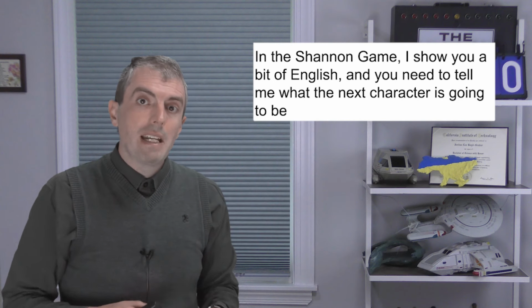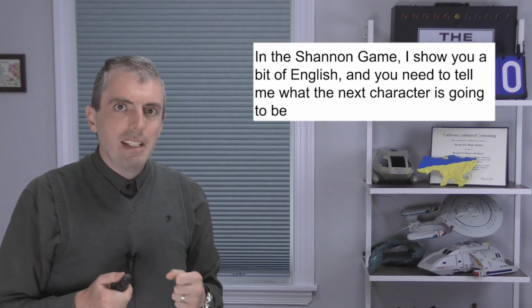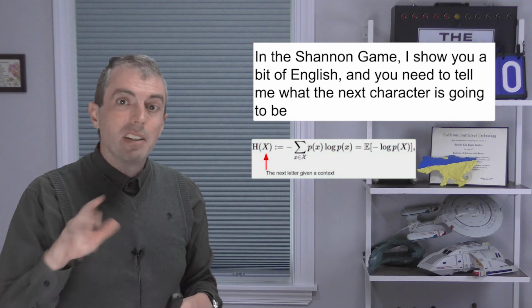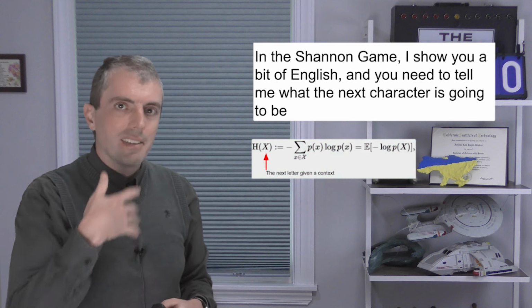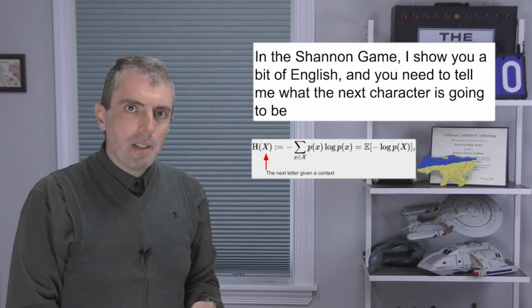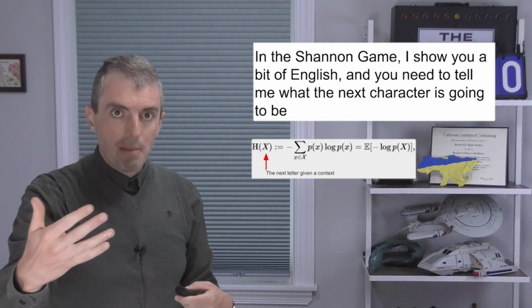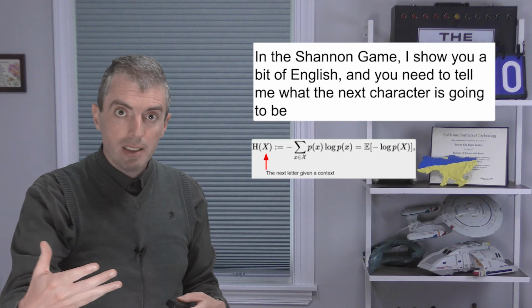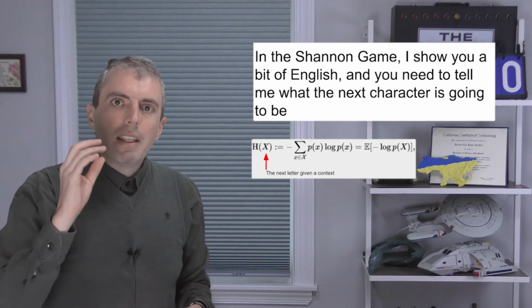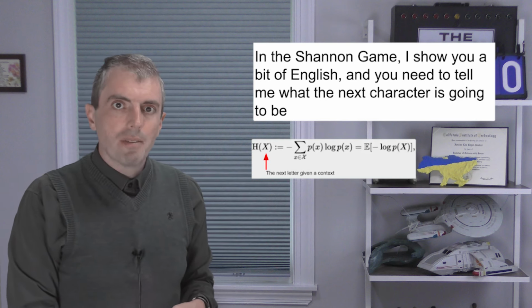The beautiful mathematical result from the Shannon game is that the entropy of the distribution of the next character is about equal to the number of guesses a skilled human needs to predict the next word. The entropy of a distribution is defined by the expected value of the log of 1 over the probability of a character, or negative log. Link to a review of entropy in the description if you want or need a refresher.